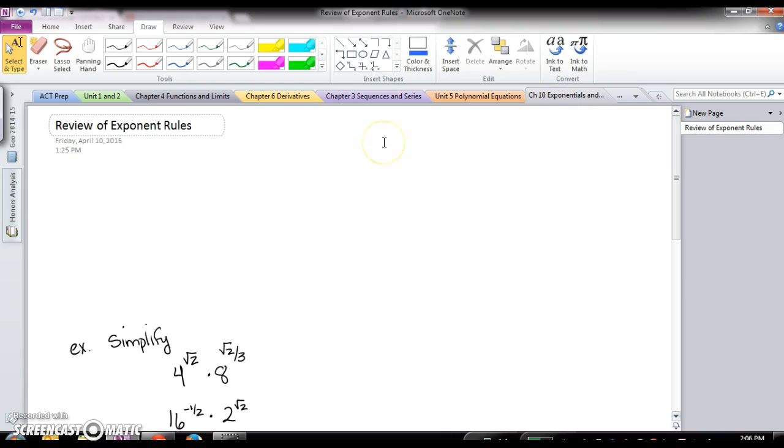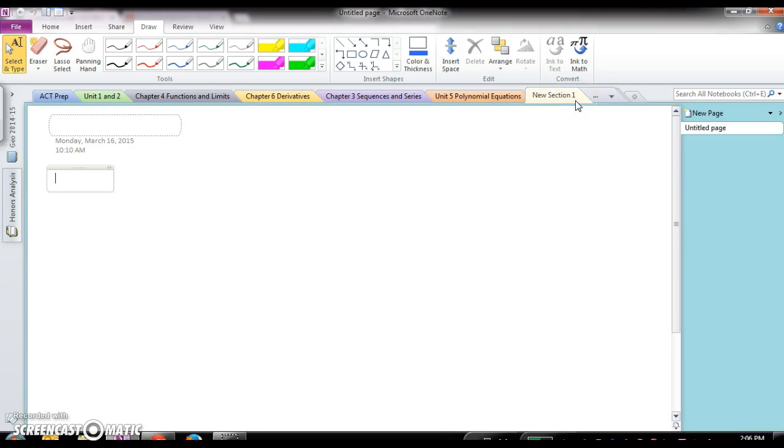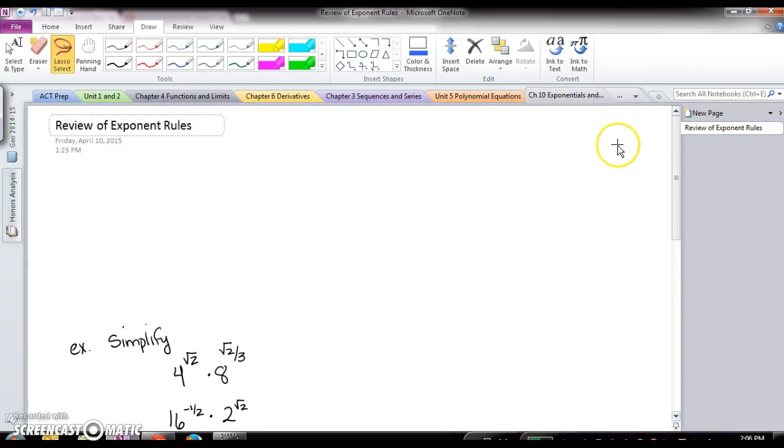So before we dig deep into logs and exponents, I thought it would be worthwhile to just review some of the exponent rules and make sure that you remember those exponent rules. So I'm just going to dive into it because you've had all these before. It's just a matter of remembering them and reviewing them. Things like if you're multiplying two terms that have the same base, you can add the exponents. Similarly with division, if you're dividing with the same base, you can subtract the exponents. Again, I know you've had all these before.